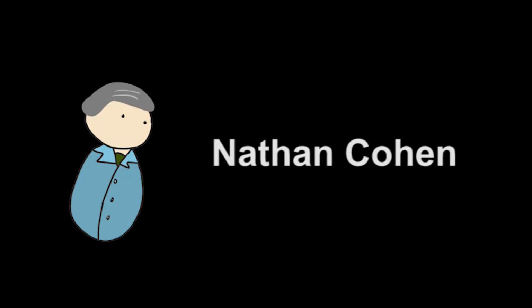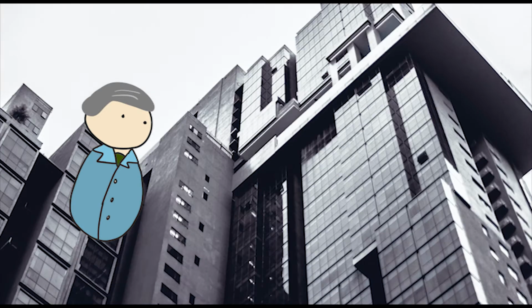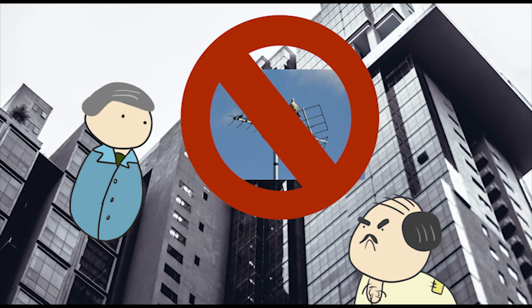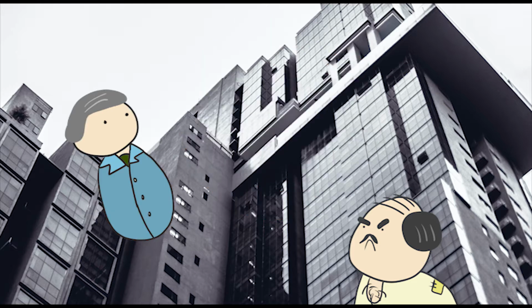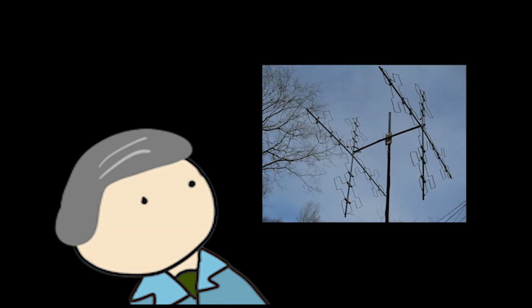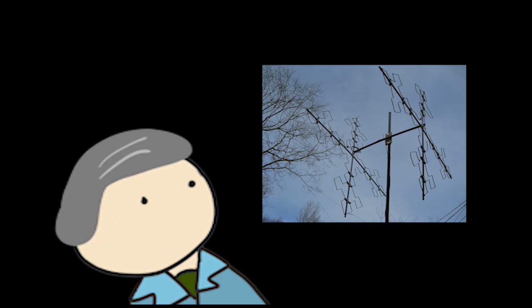In the 1990s, a radio astronomer named Nathan Cohen was able to apply fractals to antennas. Since Cohen's landlord at the time did not allow their tenants to have antennas on the roof, Cohen decided to make an antenna that was more compact and unnoticeable. To his surprise, his antenna worked better than regular ones.